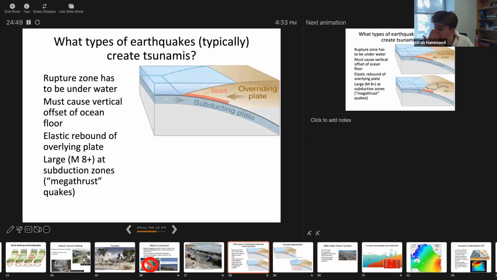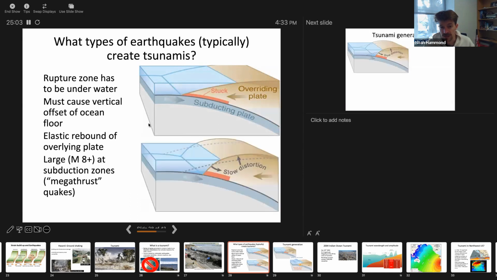So I wanted to explain this idea of elastic rebound. When the oceanic plate is subducting underneath the continental plate, it starts dragging the overriding plate down with it. So the overriding plate, slowly over thousands of years, gets flexed downwards.